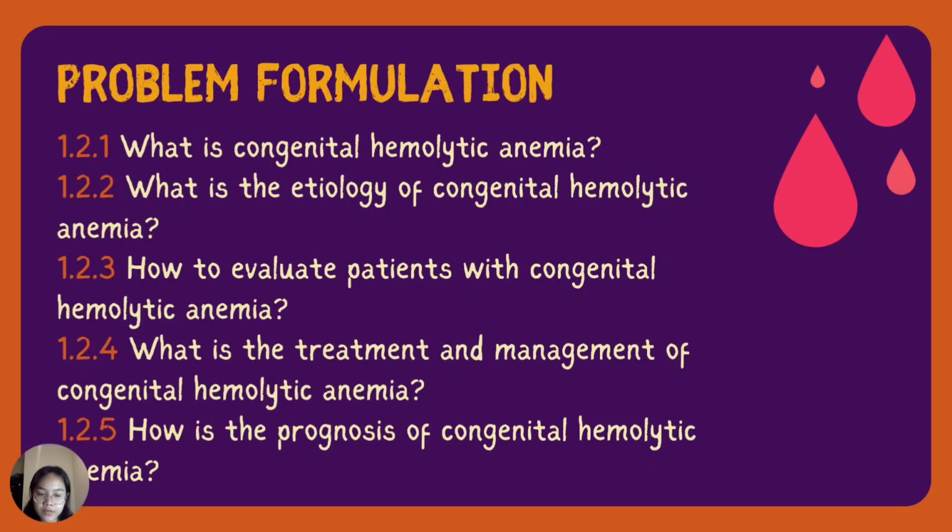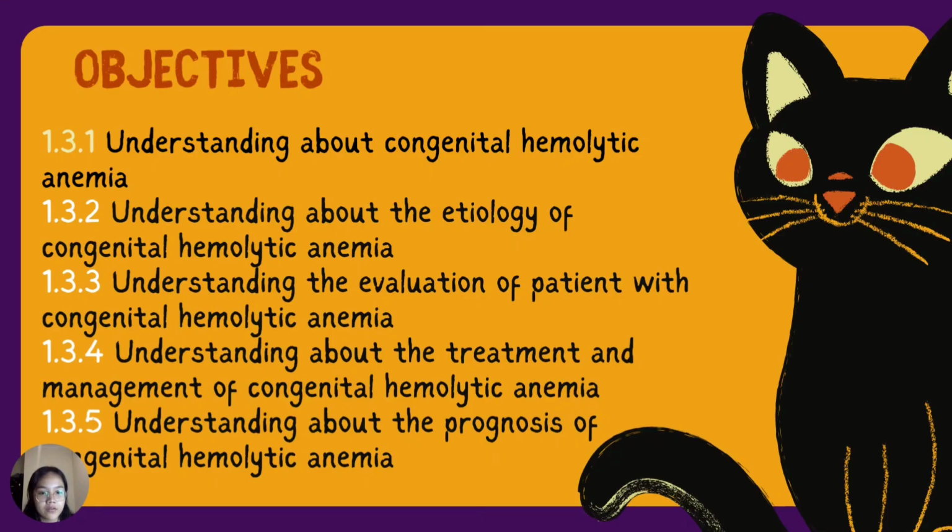And then the objective of this paper is to understand congenital hemolytic anemia in general, and its etiology, the evaluation, the treatment, and also the prognosis of congenital hemolytic anemia. And also the benefit of this paper is to show information about congenital hemolytic anemia, to improve the knowledge of medical students, and also improve clinical prevention and treatment of congenital hemolytic anemia.